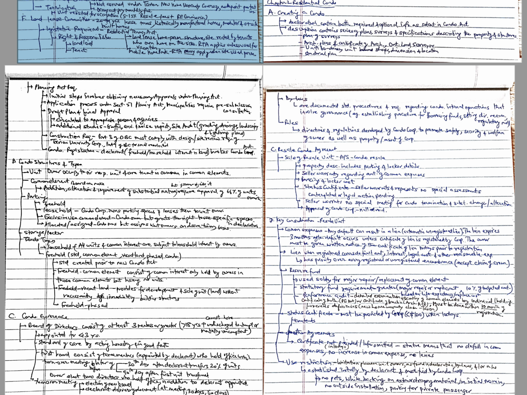Rules. Rules are directives or regulations developed by a condominium corporation that promote the safety, security, and welfare of the owners, as well as the property and the assets of the corporation. So the difference between bylaws and rules is that the bylaws are the standard procedures and requirements regarding the condominium's internal operations that involve governance, and things of that nature. Whereas the rules are the directives and regulations developed by the condominium corporation to promote safety, security, and welfare of the owners, as well as the property or assets of the corporation.